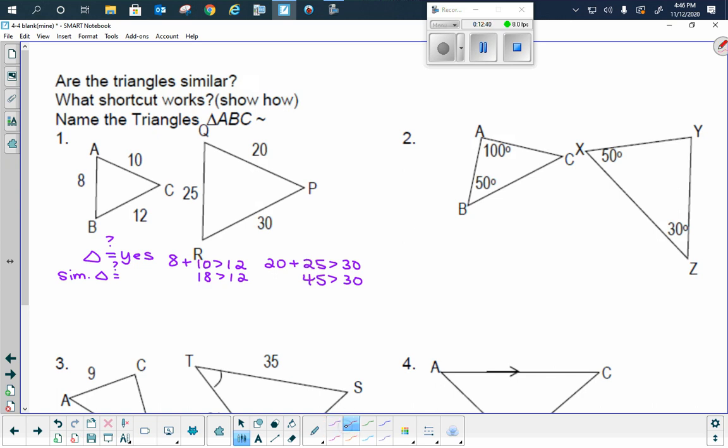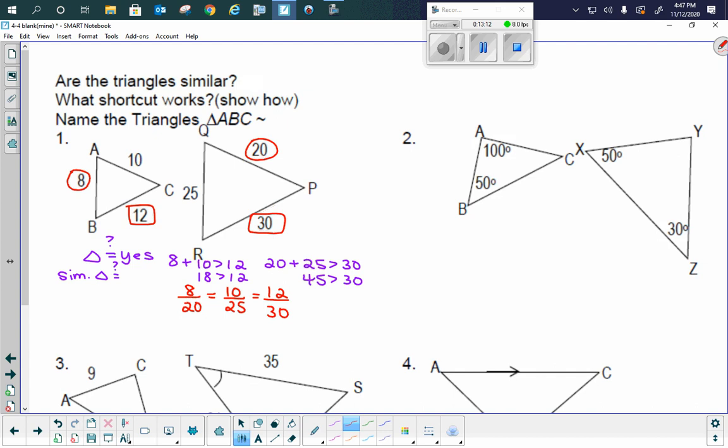So here we go with that same work as always. I circle the smallest lengths, 8 and 20, and I'm going to go ahead and box the biggest lengths, the 12 and the 30. And I quickly go ahead and do that work. I want to know, is the smallest over smallest, 8 over 20, equal to the medium over the medium, 10 over 25, equal to the largest over the largest, 12 over 30?